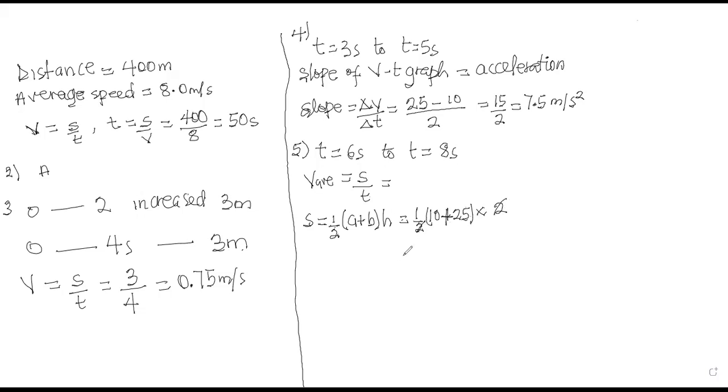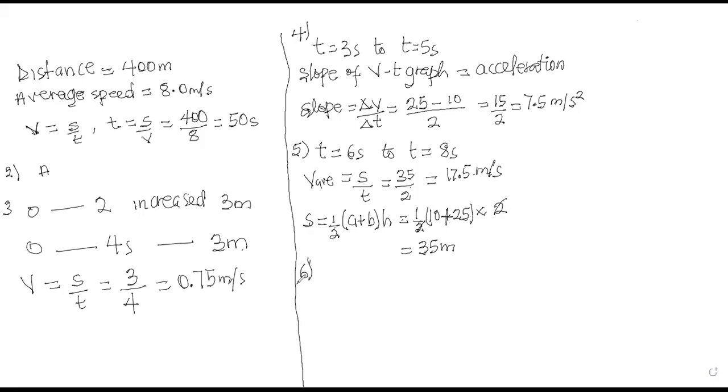And these 2 cancel out, and we have 35 meters as the total distance covered under the time interval. So 35 divided by a time interval of 2 would give us 17.5 meters per second. So that is the average velocity or speed under the third time interval. Any question?